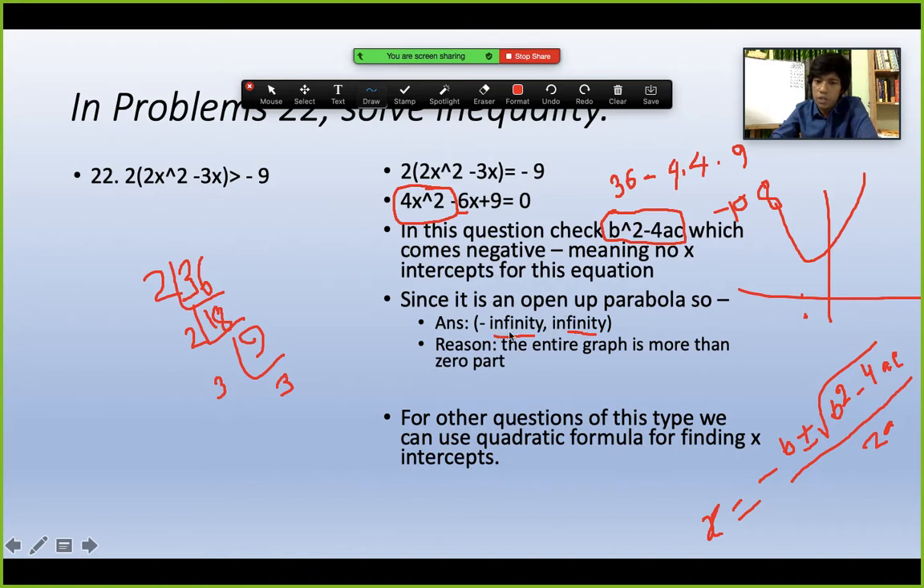the solution for this question is from minus infinity to plus infinity. Why? The whole graph is above the line, so the entire solution is greater than zero. We can do it this way also. You can send this minus 9 here, 2 into 2x square minus 3x. Then bring this 9 to the other side, so it becomes plus 9 is greater than zero. So the question is where this function is greater than zero. We can see that the whole function is greater than zero. That's why from minus infinity to plus infinity again.